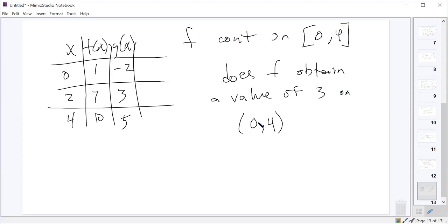It doesn't really matter, but that's usually what you'll see, and you'll explain, you'll say, well, yeah, it's because of the intermediate value theorem. F of 0 is 1, f of 4 is 10, therefore f of x must equal 3 on the interval between 0 and 4 by the intermediate value theorem. Easy enough?